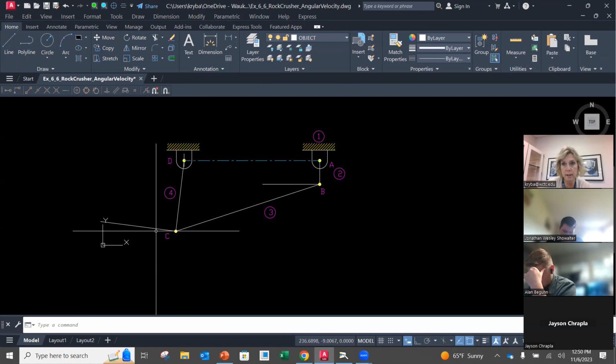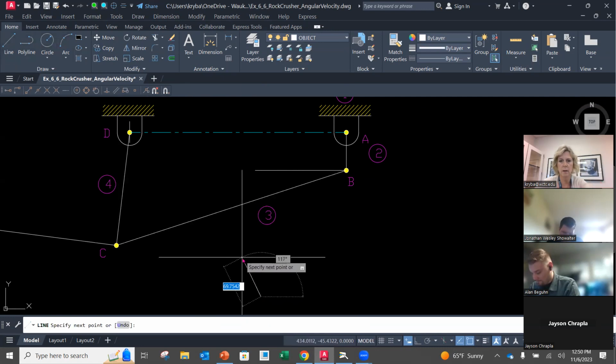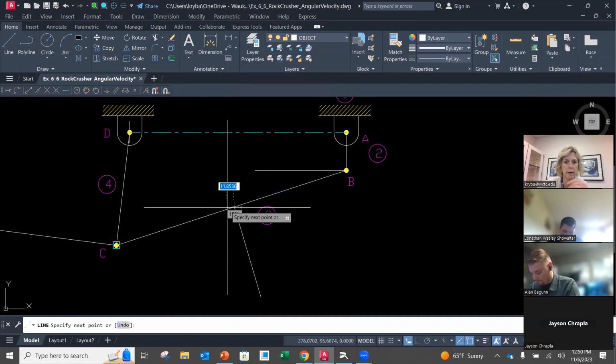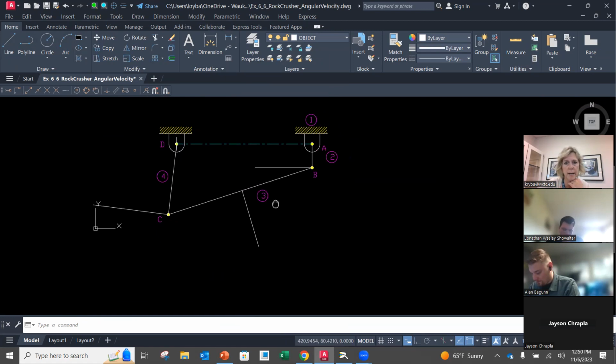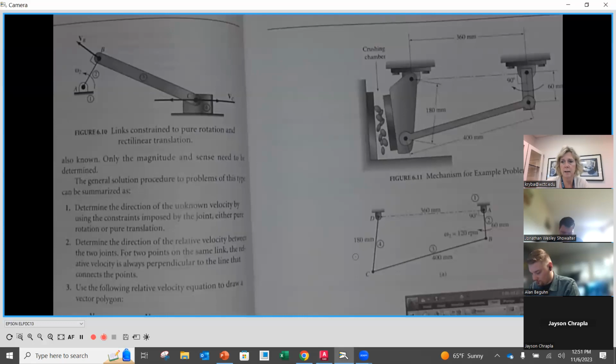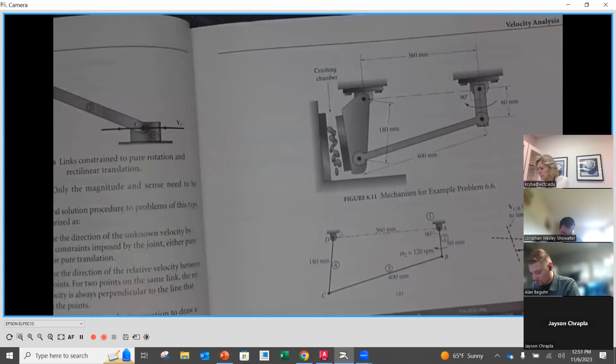The last perpendicularity that I need is the perpendicular line of the velocity that is C relative to B, and it's going to be perpendicular to link number 3. So I'm going to do a line. I'm just going to start out here, and I'm going to go perpendicular here. Okay. Now you could change colors if you wanted to. I'm just going to leave them white for right now, and I'll add my labels as we go along. But let's go back to our process and kind of see where we're at.